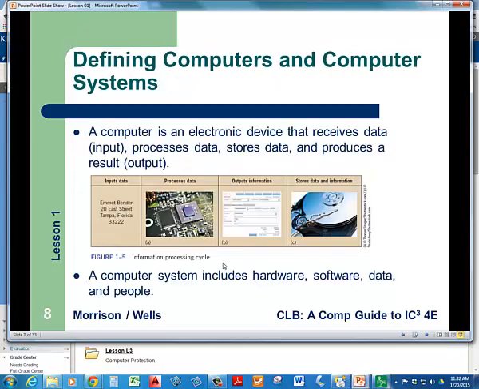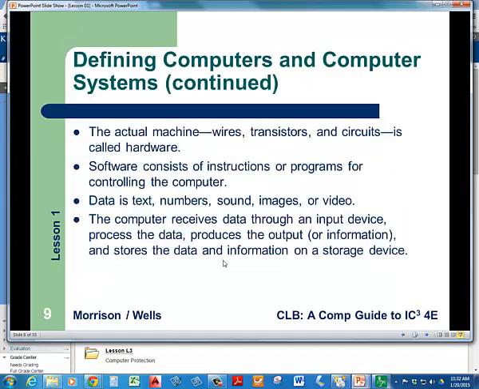So we have software, hardware, data, and people. Computer just sits in here at night. Nobody's here. It's just sitting there, not doing anything, as a rule, hopefully. They may be in here talking and doing stuff at night. We don't know. So wires and transistors and circuits, we call that hardware. And then the instructions are the software. And then the data is your text and your numbers and your images and your video and all that.